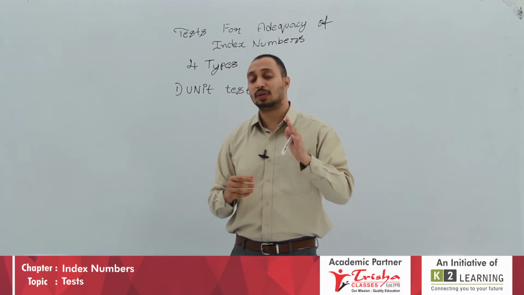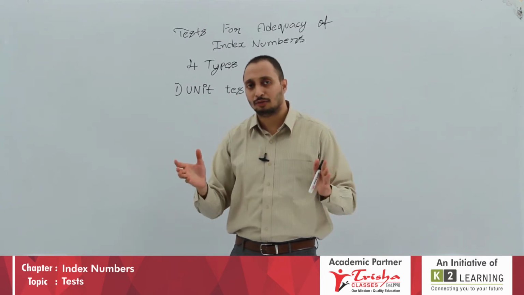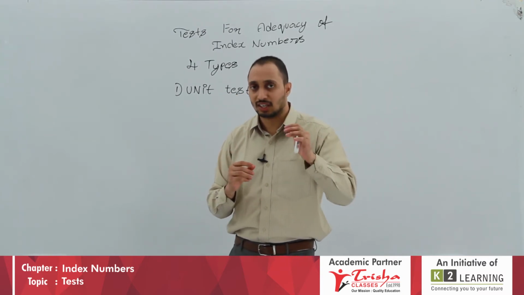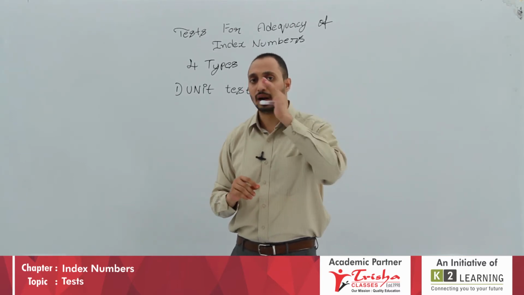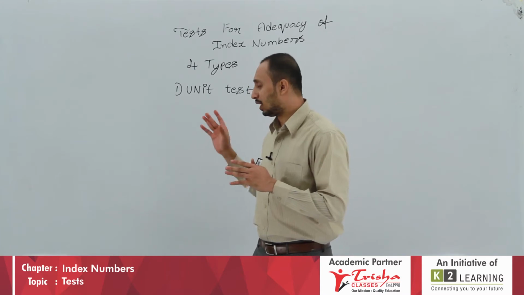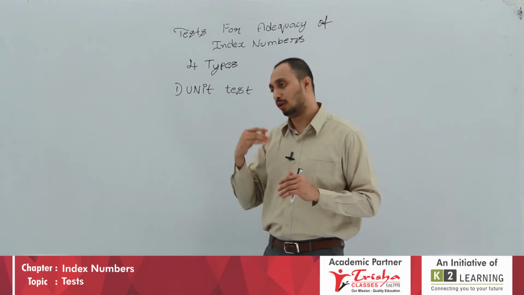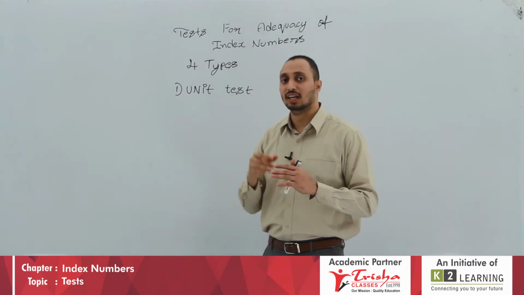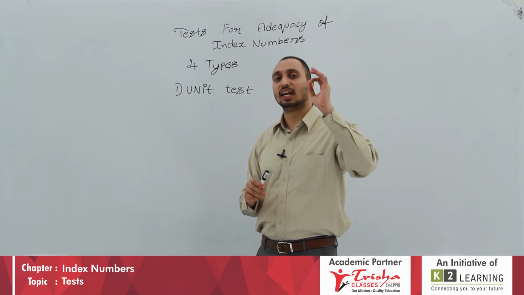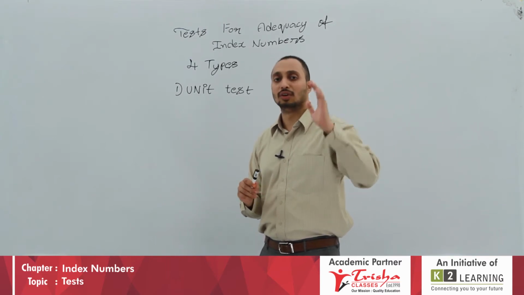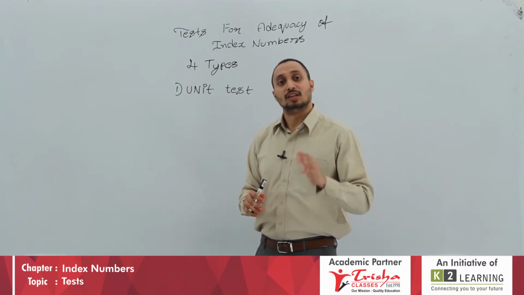Except the simple aggregate index number, all other formulas will pass the unit test, because in all other formulas I am multiplying price to quantity, where the units will be lost. But the simple aggregate index number remains as price divided by price or quantity divided by quantity, so it will fail the unit test. All other index numbers will pass the unit test. So now the second one.